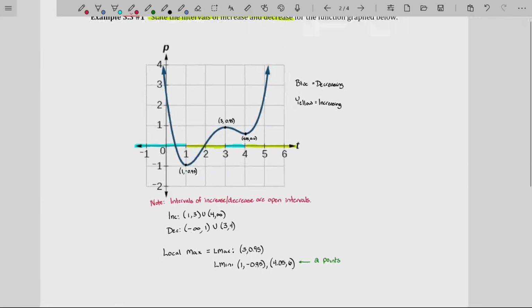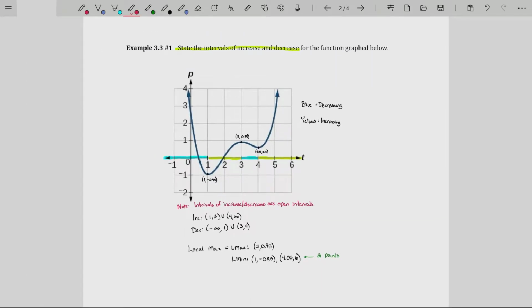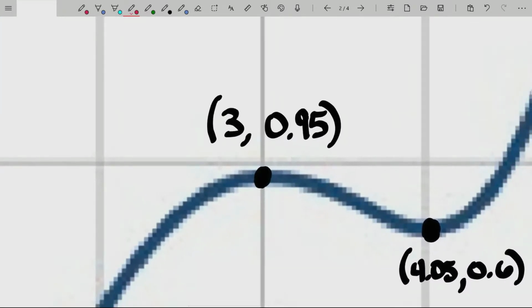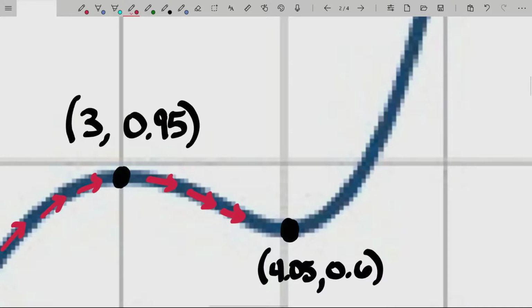The last thing I want to mention here is something that throws students off initially. When we're talking local maximums and local minimums, you require, for example, with the local maximums, that the function is increasing on one side of it and decreasing on the other side of it. That is a requirement to be a local maximum. It's increasing from the left and decreasing off to the right. Same thing for a local minimum. It's decreasing from the left and then increasing on the right.